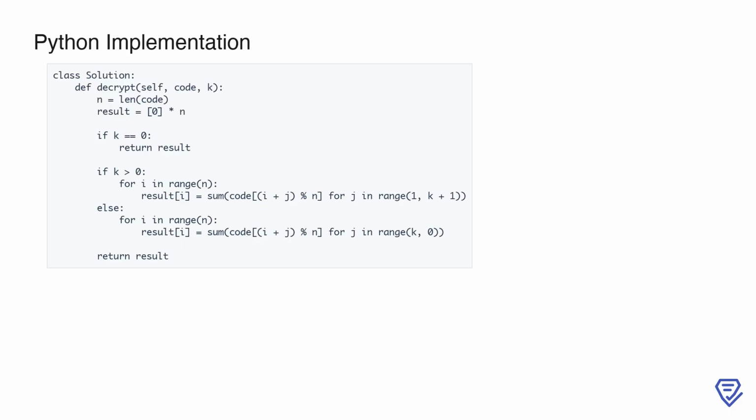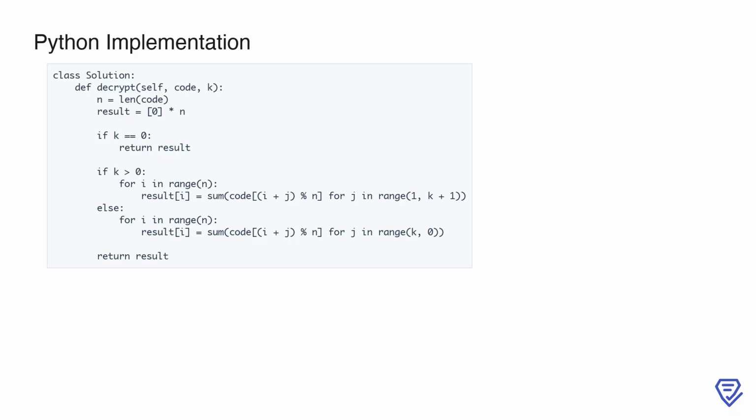If k is 0, the function directly returns the result filled with zeros, as no transformation is needed. For positive k, the function iterates through each index i of the array and calculates the sum of the next k elements, wrapping around circularly using modulo arithmetic. For negative k, the function sums the previous k elements similarly by adjusting the indices appropriately.